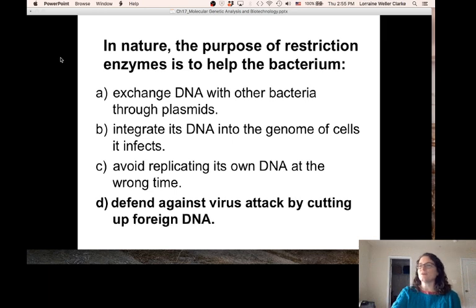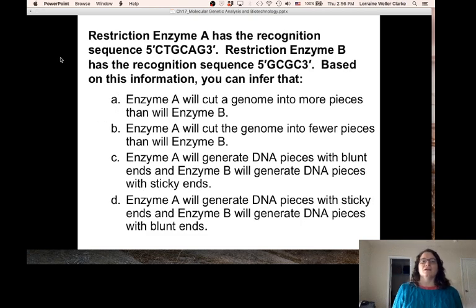Defense against virus attack, cutting up foreign DNA. Again, this is something where we don't have the restriction enzymes in our body. We have a ton of DNA and no defense against that. We don't have the same things that the bacteria has. But we also are multicellular, and that's not how we kill off viruses. We send our white blood cells to go and attack and destroy the virus. But obviously bacteria do not have white blood cells. This is their form of a white blood cell, okay? To destroy them.